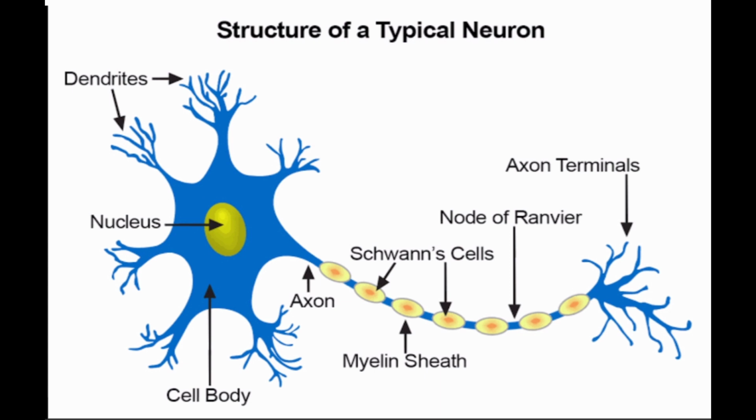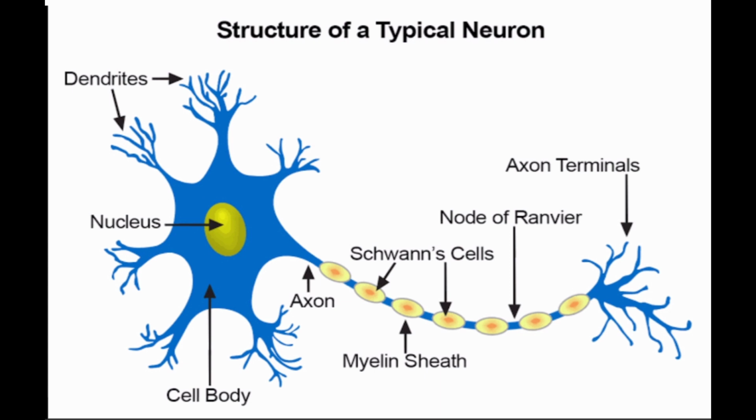Axon. Each neuron has one axon. An axon is a long fiber that carries impulses away from the cell body. The larger the axon, the faster it transmits the information. The axon ends in a series of small branches called axon terminals.